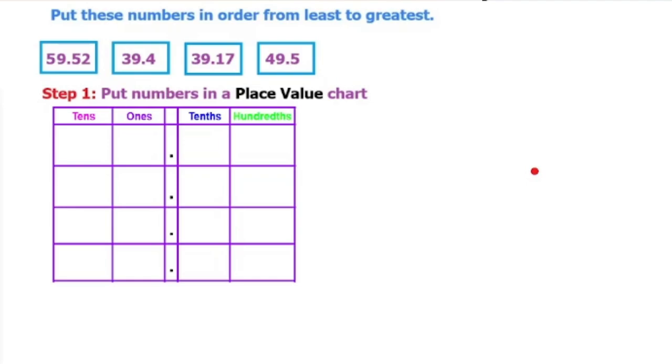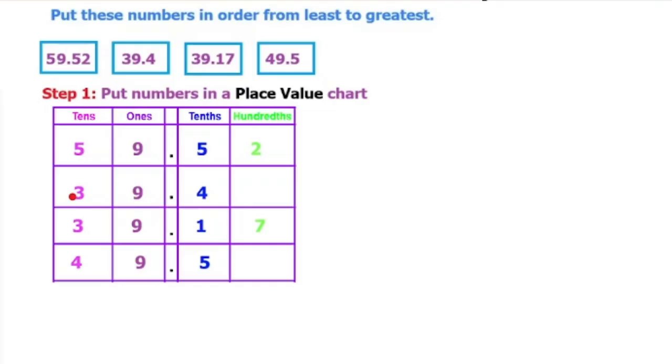So here's 59.52. That's how it looks. 39.4 is 39.4. And you make sure you line up the numbers with the place value columns that they're in. So notice two of these don't have a number here. So for all numbers with blanks in the hundredth place, you put in a 0, because that's basically what it means. If there's nothing here, you just put a 0, and that'll make it easier to compare the numbers.